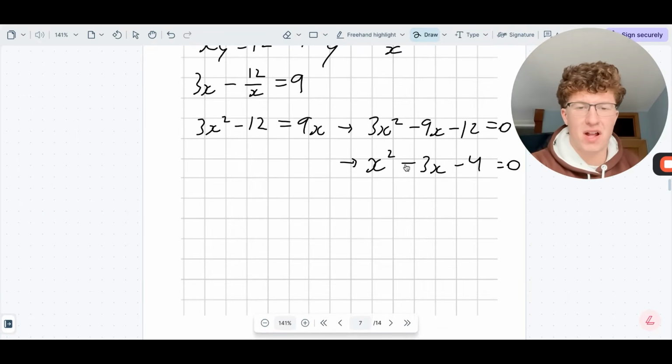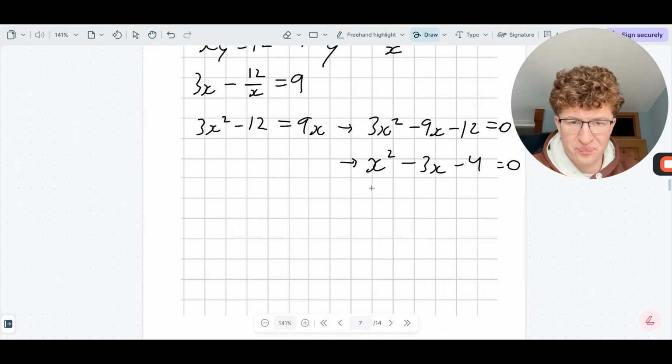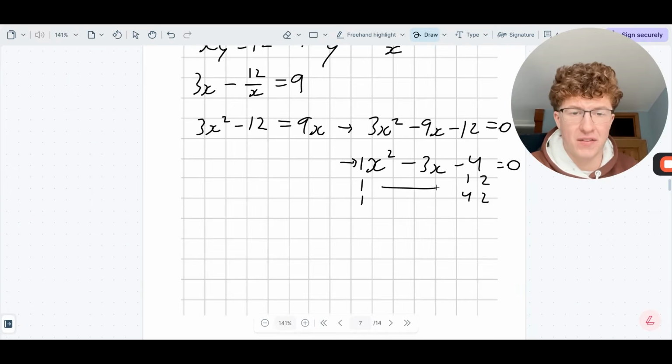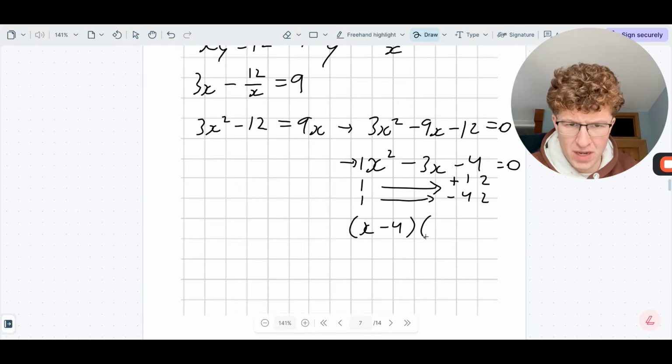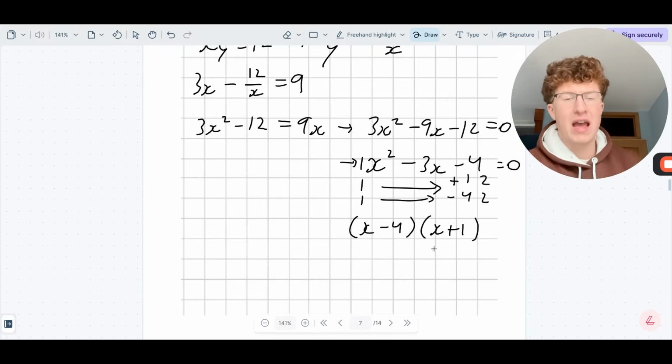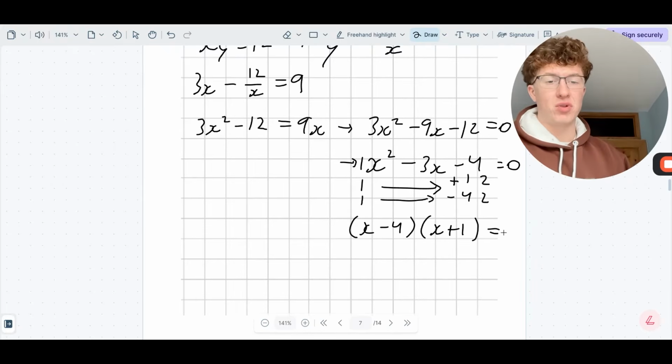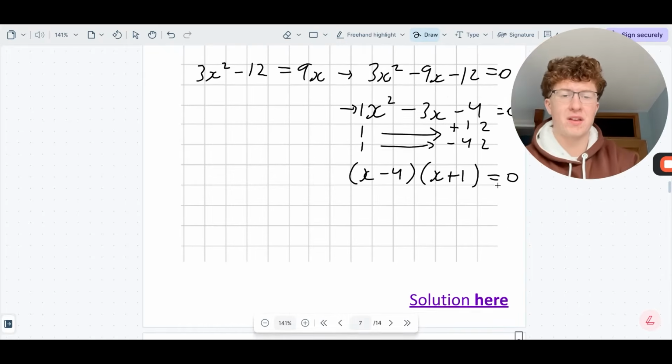Now, same as always, we want to factorize this quadratic. Factors of the 1, and then the factors of the 4: 1 and 4, and 2 and 2. I notice to get negative 3, I'm going to want a negative 4 and a positive 1. So that's just going to be x minus 4 times x plus 1. And again, if you multiply this out, you should get the original equation here.